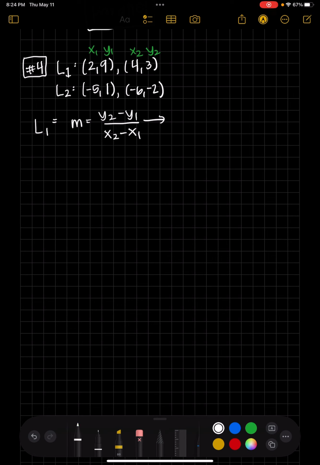So let's plug in what we know. We're going to have m equals my y2, which is 3, minus y1, which is 9, over x2, which is 4, minus x1, which is 2. Okay, so on the top we have 3 minus 9, which gives us negative 6. And on the bottom we have 4 minus 2, which is 2. When I simplify that, negative 6 divided by 2 gives me a negative 3. So my slope of the first line is negative 3.